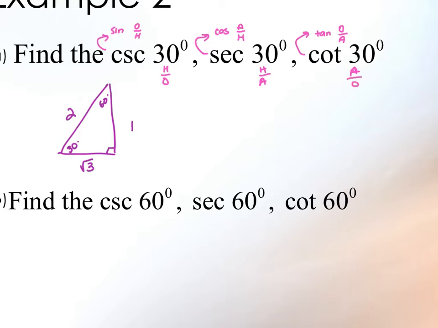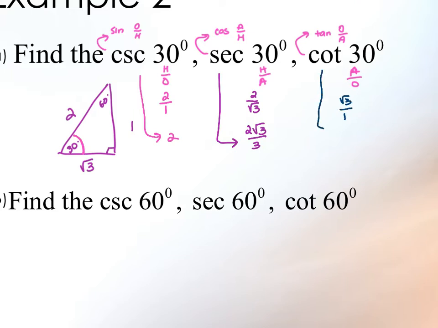So if I look at angle 30 degrees, which is here, that's my theta. Hypotenuse would be 2, opposite would be 1, so cosecant is 2 over 1, which is 2. If I look at secant, which is hypotenuse, 2, over adjacent, which is root 3, I have to rationalize that to 2 root 3 over 3. That's the secant. And then cotangent, adjacent, which is root 3, over opposite, which is 1, and my cotangent is root 3.